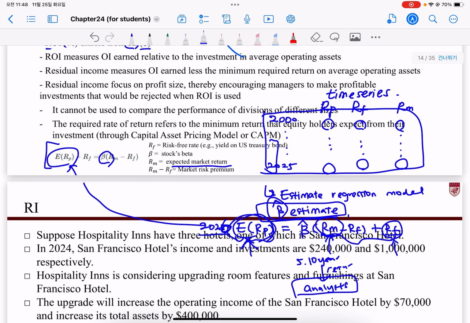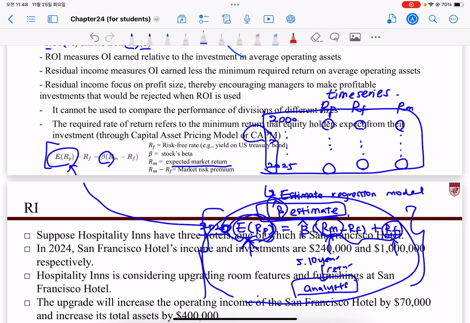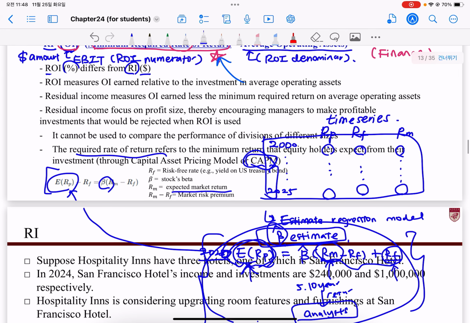Of course, it's not a finance class, and I'm not going to require you to calculate these. You don't even have to know it's through CAPM, but I just wanted to show you, practically speaking, how you can get this required rate of return.